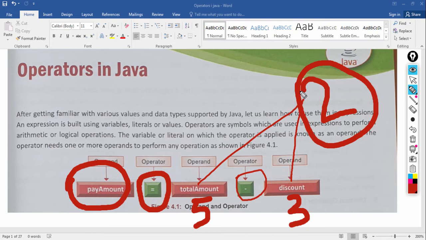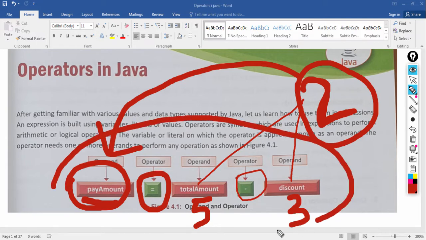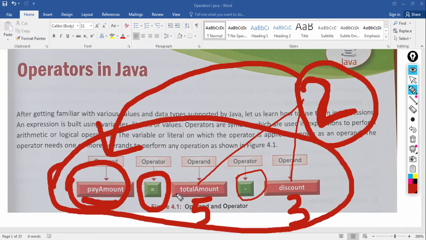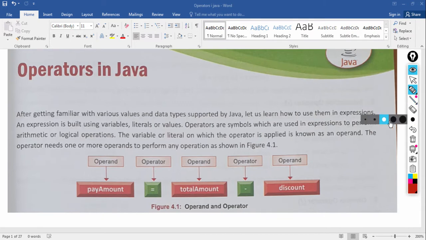So finally this integer literal will be assigned to the variable pay amount. So this whole thing forms an expression, and we can say that total amount minus discount is a sub expression, meaning an expression within an expression. So that is what is meant by the use of variables or literals in an expression with the help of operators.